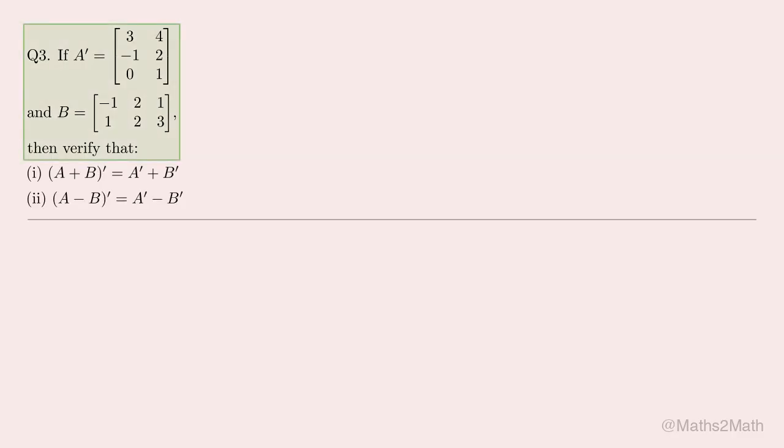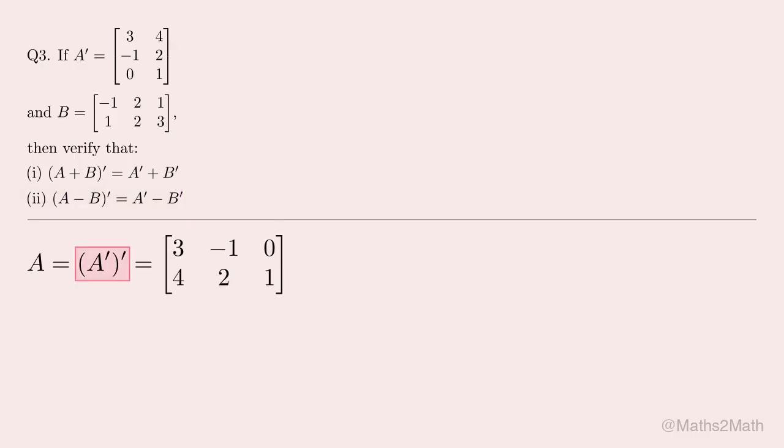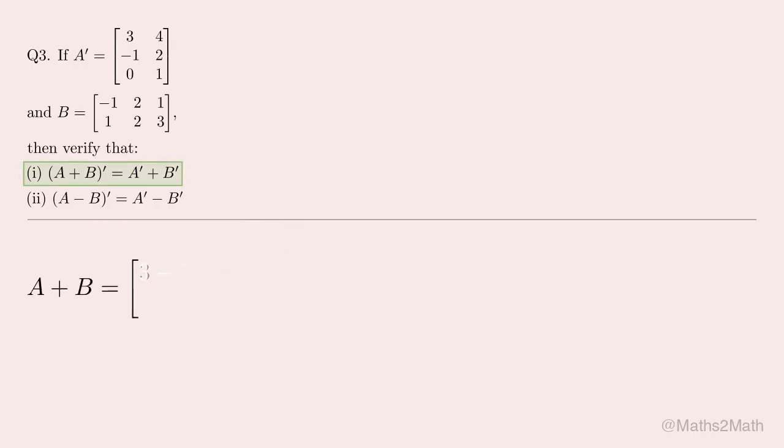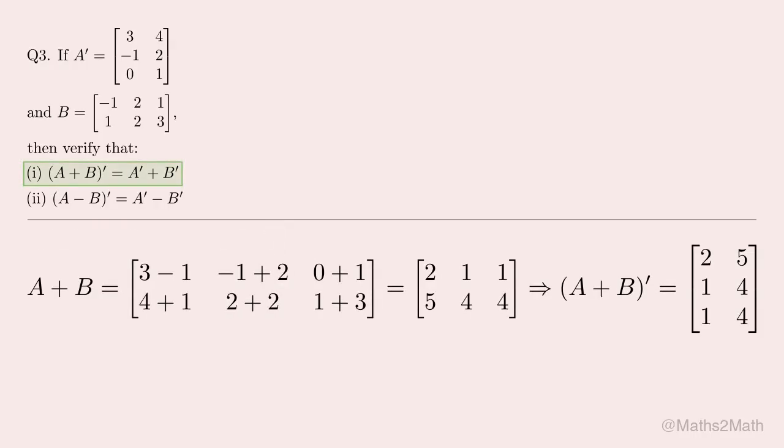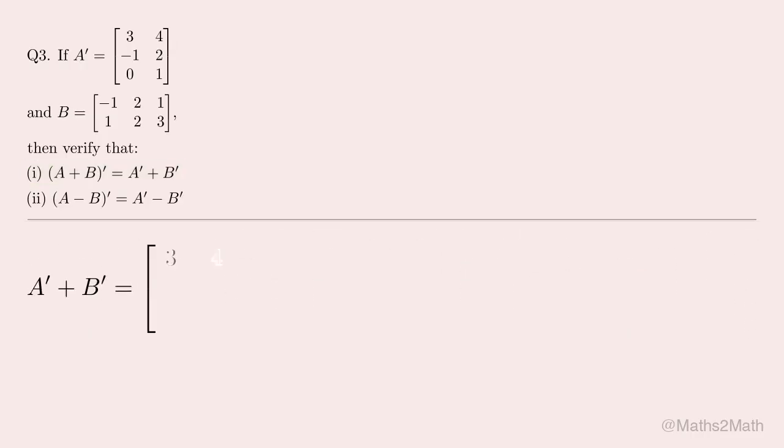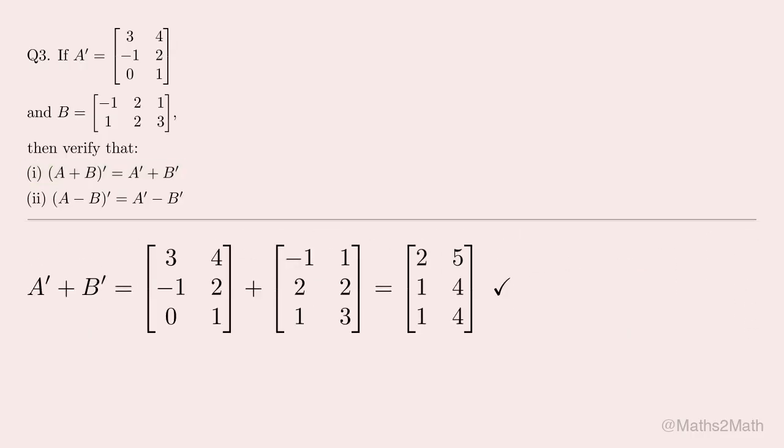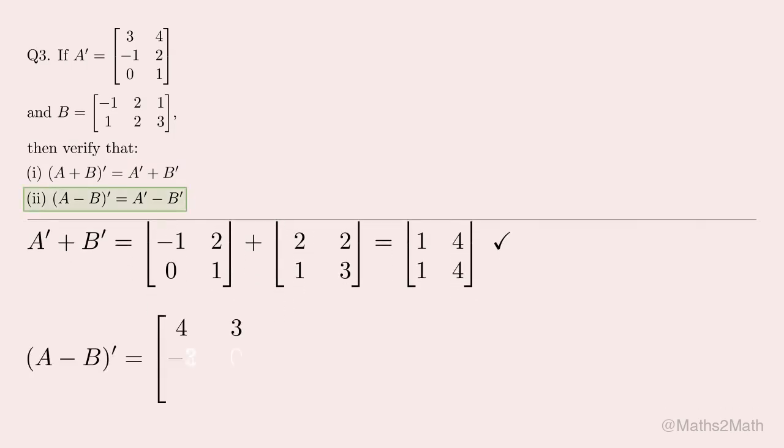Question 3. This time we are handed a transpose, not A, so first we recover A itself. Then the same 2 rules, verified in full. Transpose A transpose to get A back, a 2x3. A plus B, entry by entry, then flipped. On the right side, A transpose plus B transpose lands on the same 3x2. Part 2 with the difference, both routes give the same matrix again.